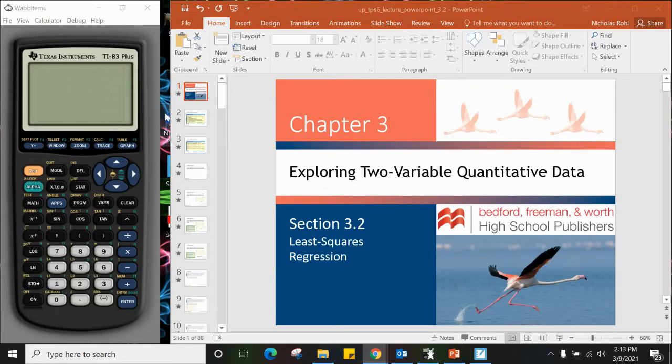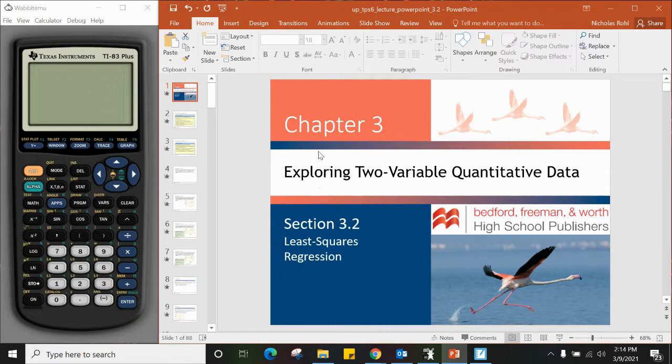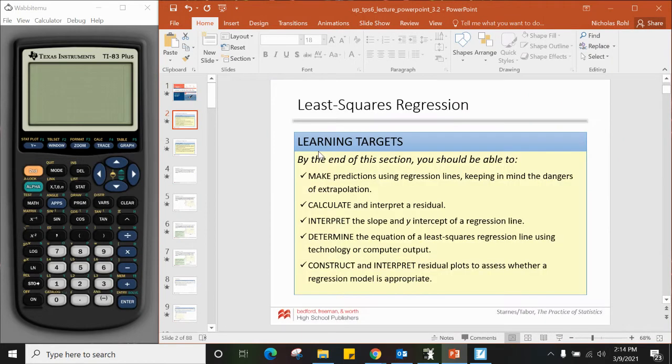All right. Hello, everyone. We are looking at Chapter 3, Section 3.2 today, least squares regression. So, some learning targets. We should be able to make predictions using regression lines, keeping in mind the dangers of extrapolation. Calculate and interpret a residual, interpret the slope and y-intercept of a regression line, determine the equation of a least squares regression line using technology or computer output, construct and interpret residual plots to assess whether a regression line model is appropriate.